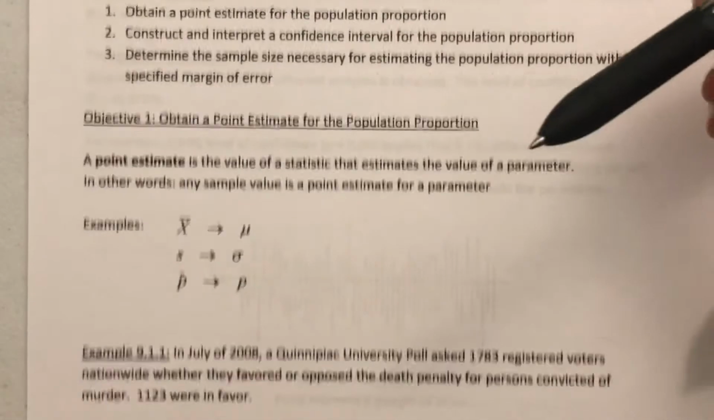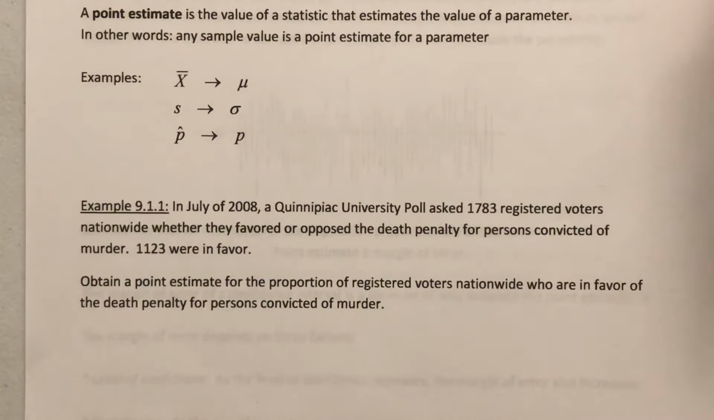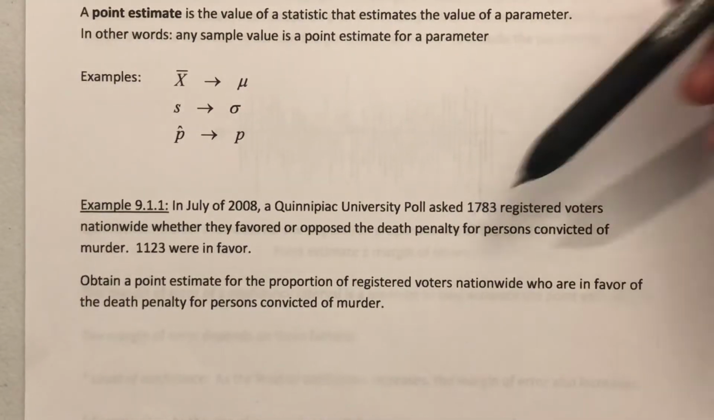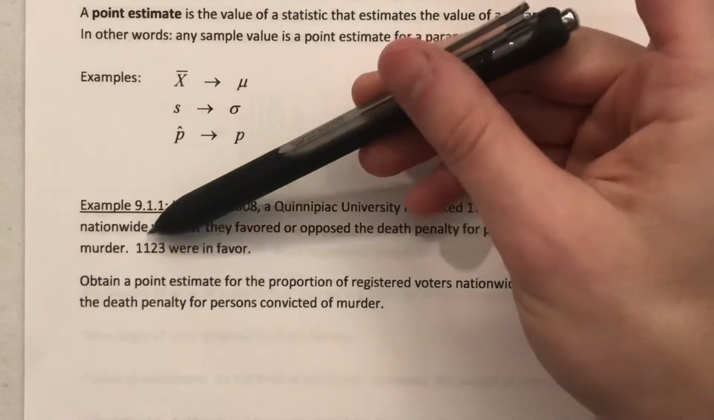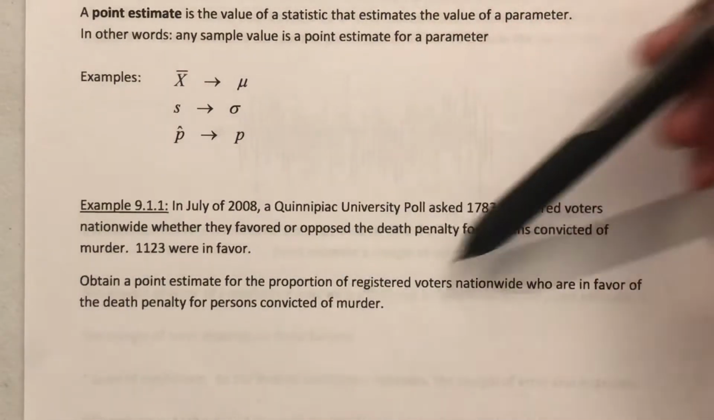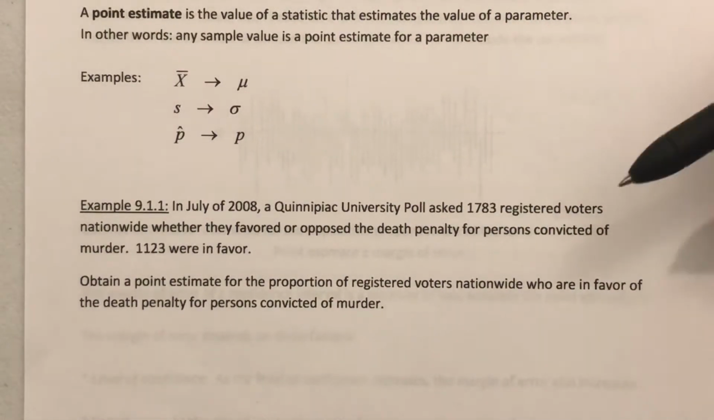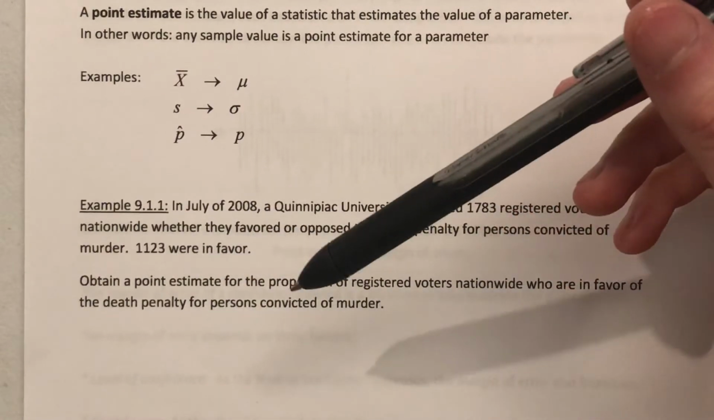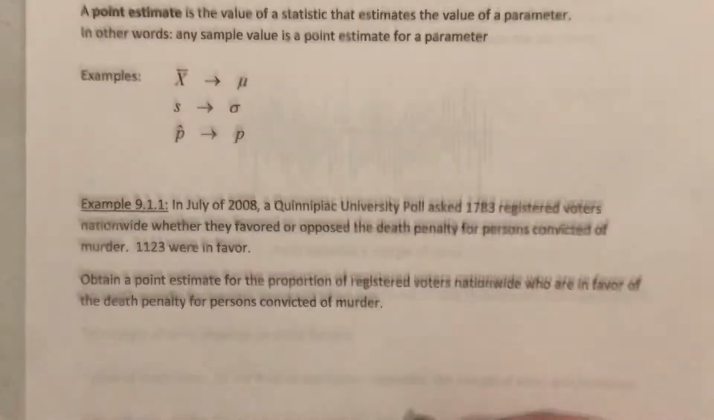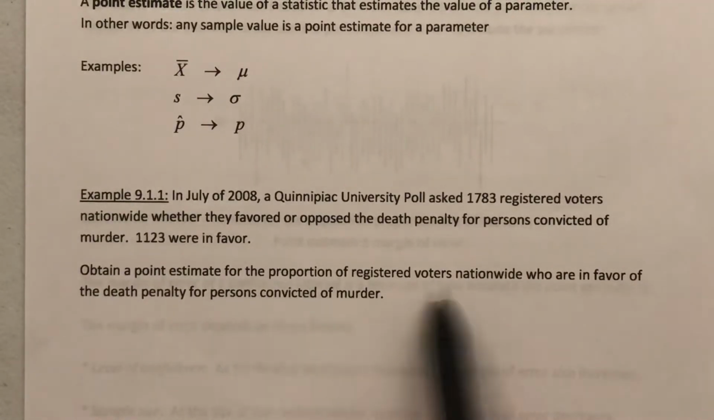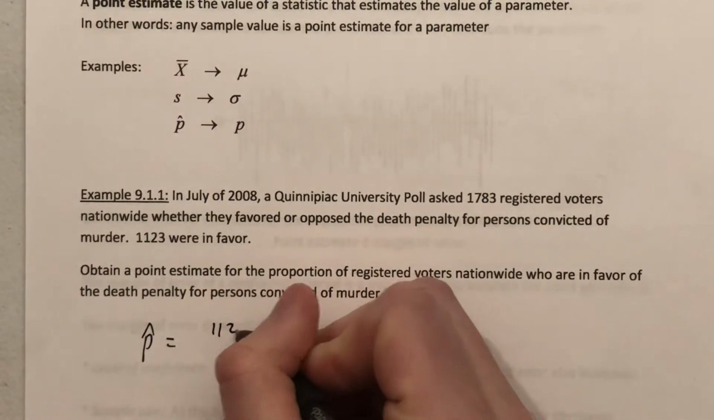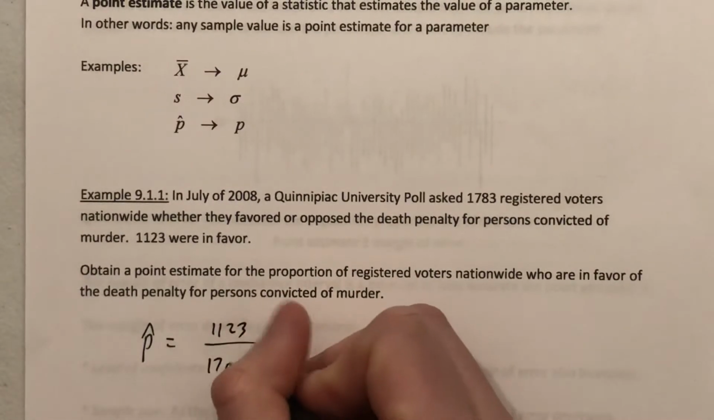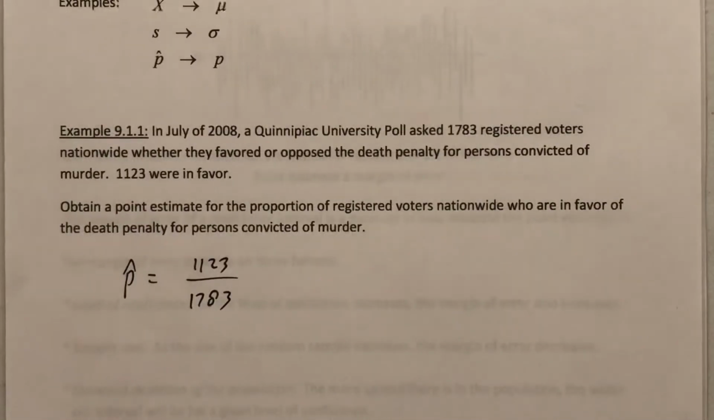If we just look at this first example, we're looking at a situation where a poll was taken and 1,783 voters were asked if they favored or opposed the death penalty for a person convicted of murder, and 1,123 were in favor. So that's the information taken from a nationwide survey. It says obtain a point estimate for the proportion. Simple enough. If you're looking for the proportion, P hat is what we're trying to calculate here. Well, then that would be the 1,123 that were in favor out of the 1,783 that were surveyed. And we just throw that into a calculator.